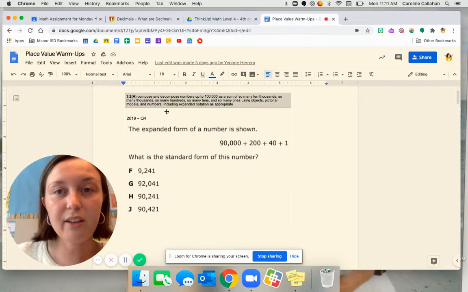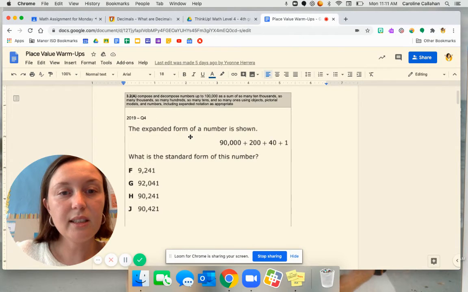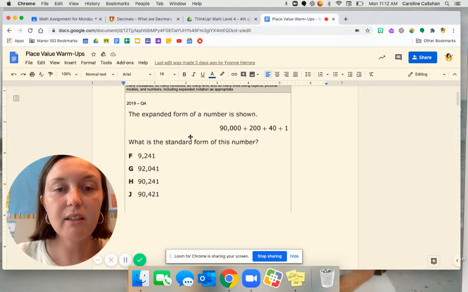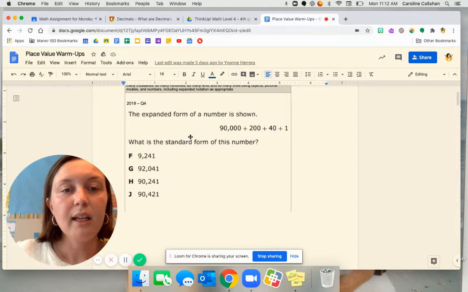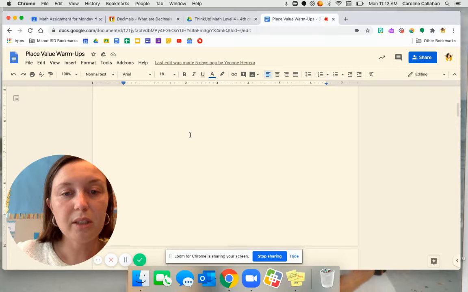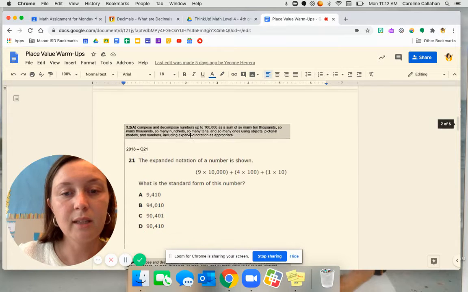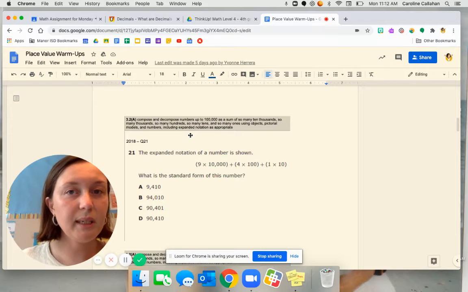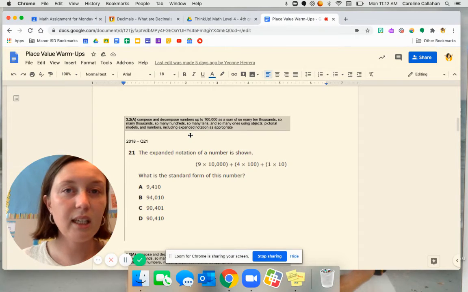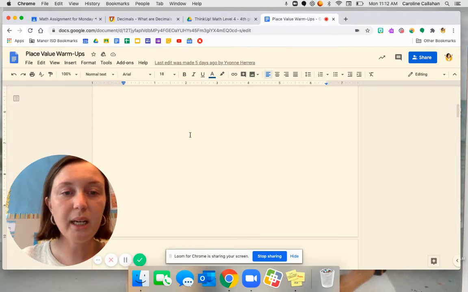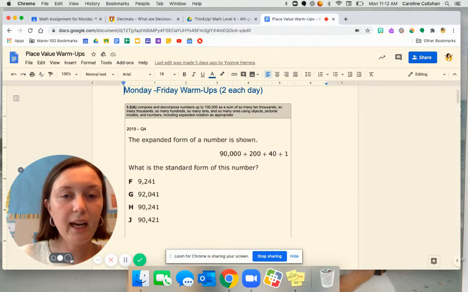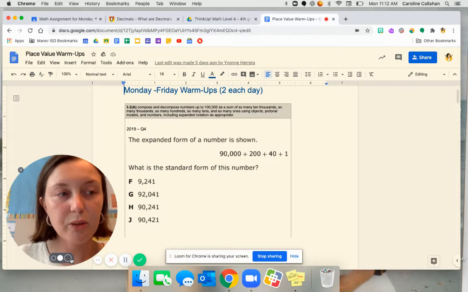So this is a third grade knowledge skill. And this question is asking us to put the number shown in expanded form into standard form. The second question we're going to work on is doing the same thing, but instead of expanded form, we're going to work with expanded notation and then putting it into standard form. So I'm going to scroll back up to the first one, and I am going to read it aloud, and then we are going to work on it together.